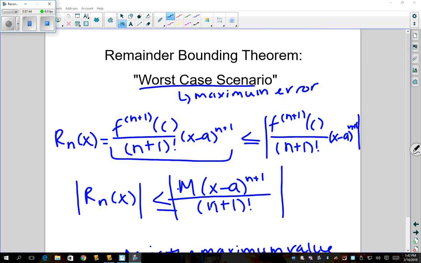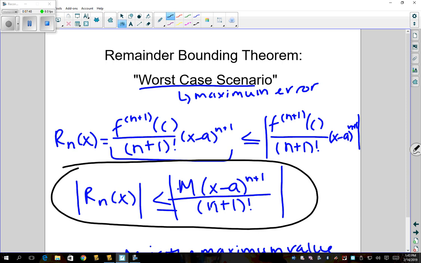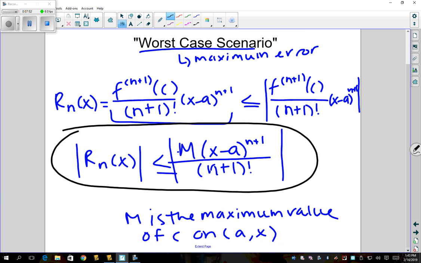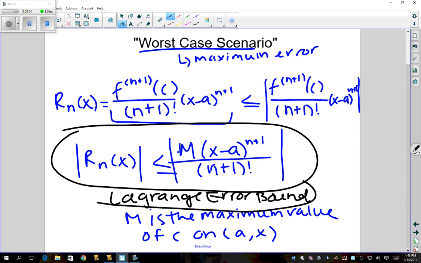And this formula that we see up here, I want to make a note. This is what we call the Lagrange error bound. So we're going to see how this comes into play when we're looking at how accurate our series are.